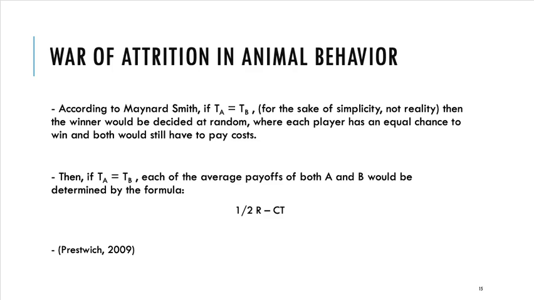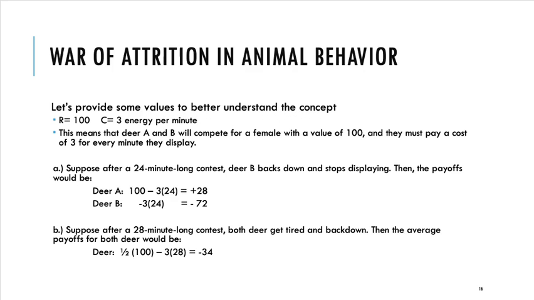According to Maynard Smith, if the time that both players display is equal, then the winner would be decided at random, where each player has an equal chance to win and both would still need to pay cost. So the formula for this would be 1/2 R minus cost times time. Let's look at this example.